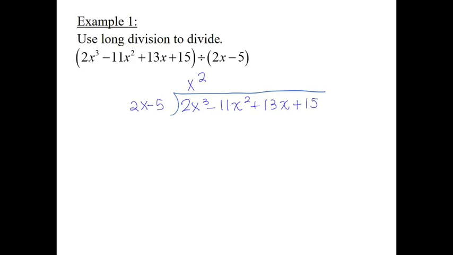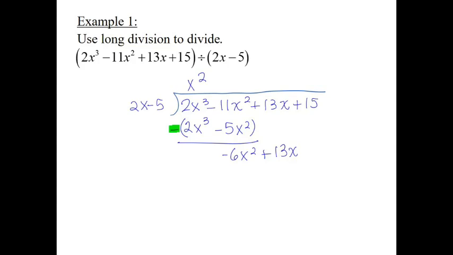Then you multiply x squared, you have to distribute it across both of those things. So x squared times 2x is 2x cubed, and then minus 5x squared. Then you change the sign and add. So you're going to change the sign, which becomes then minus 2x cubed and plus 5x squared. And so negative 11 plus 5 is negative 6x squared, and then you bring down your 13x.